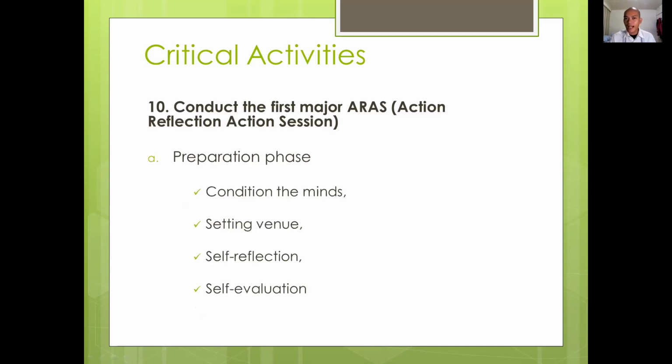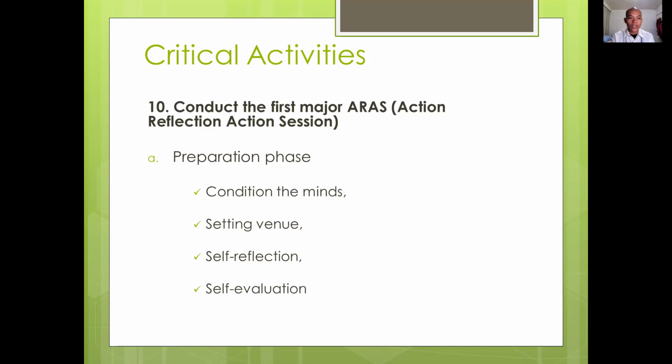Okay, the first part of your ARAS is your preparation phase. Okay, you condition the minds. Let them know kung magkakaroon tayo ng ARAS mamaya. Okay, so pag-isipan nyo na kung ano yung mga gusto nyong sabihin, pag-isipan nyo na yung mga opinions, suggestions nyo. So you condition each of the members already before pa tayo magkaroon ng ARAS.